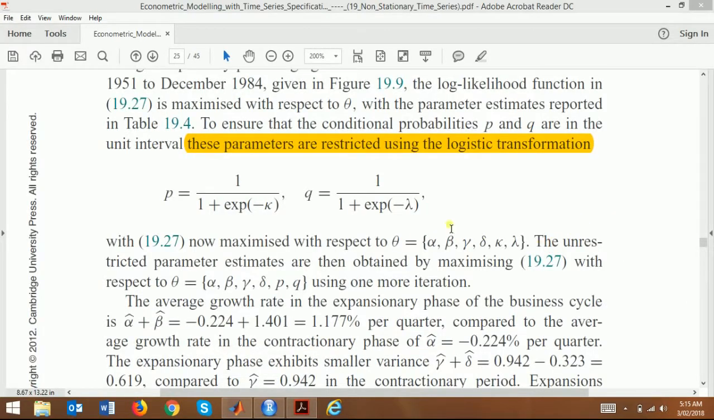My apologies. The terms separating out P and Q are kappa and lambda. So kappa and lambda are the new unknown parameters instead of P and Q, and finding kappa and lambda means you maximize the equation with P and Q. So let's see an application.